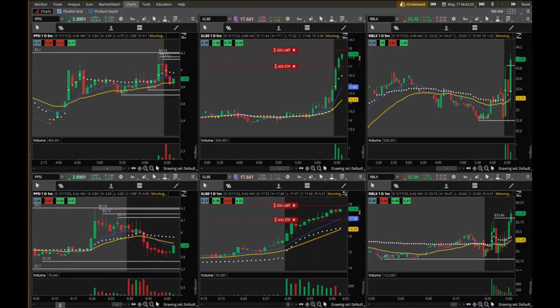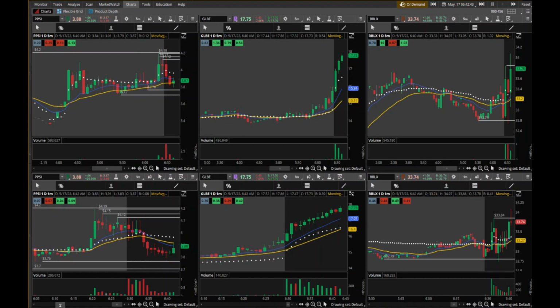Really watching GLBE. It had a red candle there, but still held the lows. Kind of tempted to sell here. Yeah, I'm gonna just sell GLBE, and, oh wow, that was bad timing, wasn't it? I hate it when that happens, and sometimes that is the way it goes.